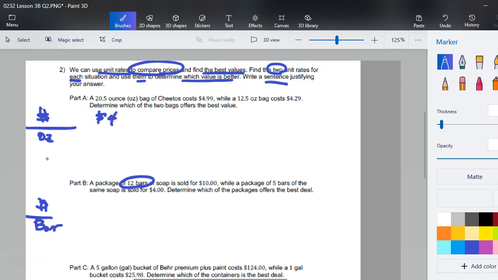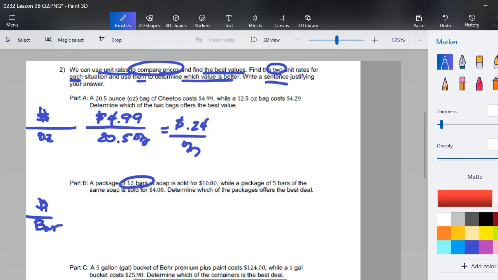So I'm going to take the first one, which is $4.99 for 20.5 ounces, and do a calculation. Grab calculator. Here we go. $4.99 divided by 20.5 ounces. And we're trying to get it to a unit rate for comparisons. And I'm going to go ahead and make this one 24 cents an ounce.